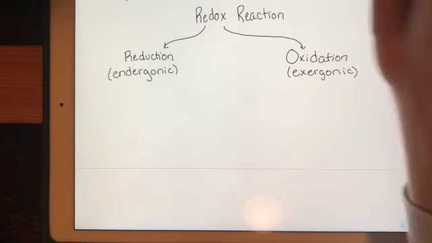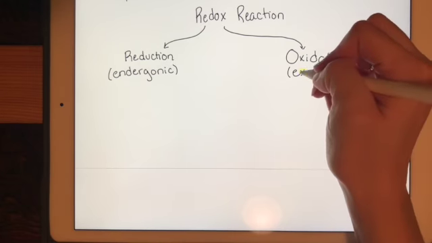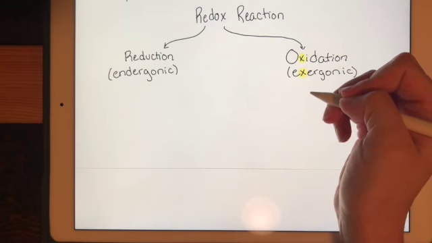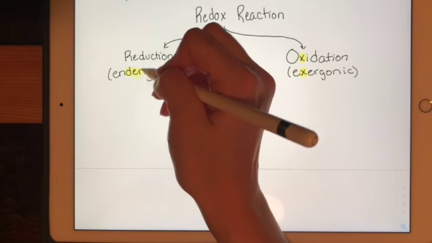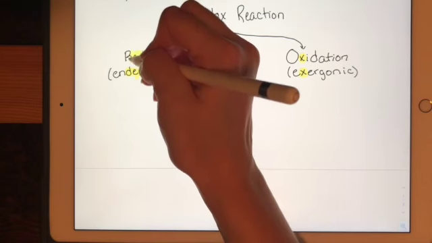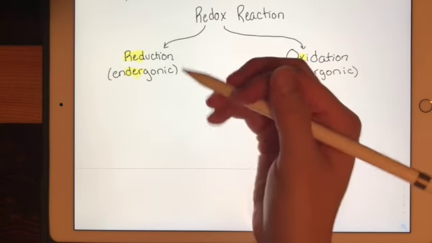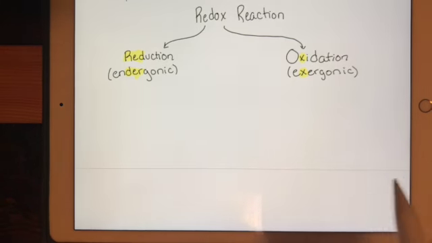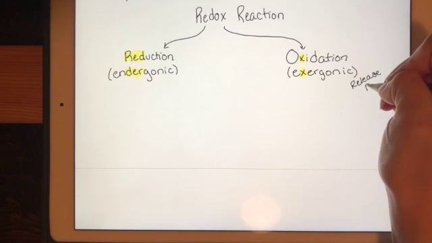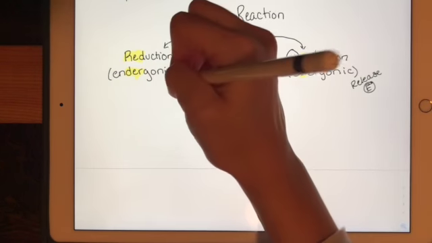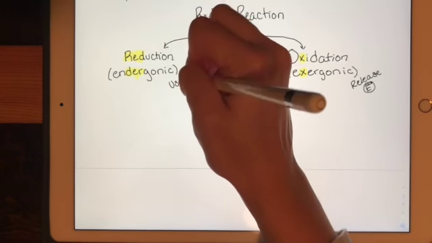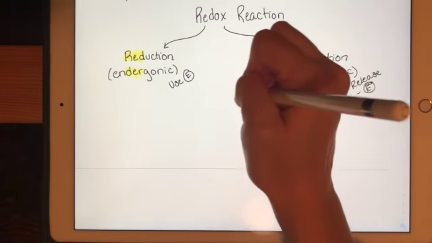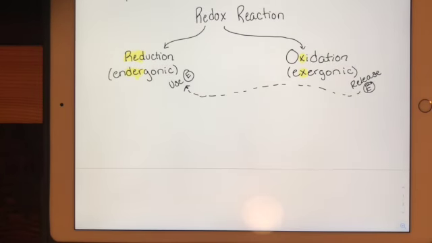The way that I remember these is that oxidation has an X and exergonic has an X. And then the "ER" in endergonic is backwards of "RE" in reduction. That one's a little less certain, not as comfortable with that one. Those oxidation steps release the energy, and those reduction steps use the energy. So essentially, this energy that's being released gets used in the second part of these reactions.